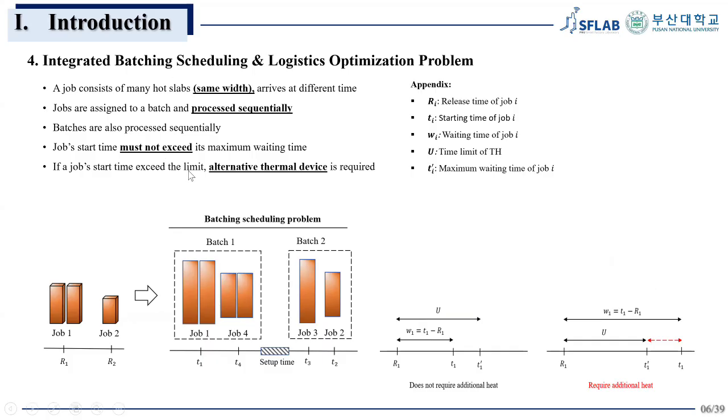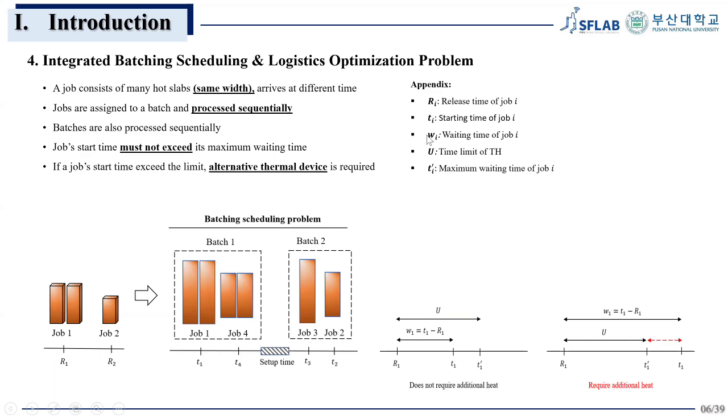The first part, the batching and scheduling problem, can be formulated as follows. A job consists of many hot slabs with the same width or the same size. They arrive at different times, so we denote the job release time as RI. Jobs will then be assigned to different batches and processed sequentially. There is a setup time between two consecutive batches. We denote the job start time in each batch as TI.